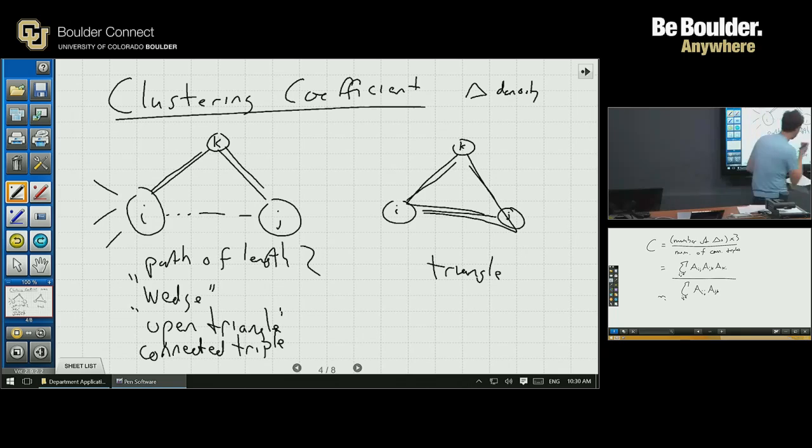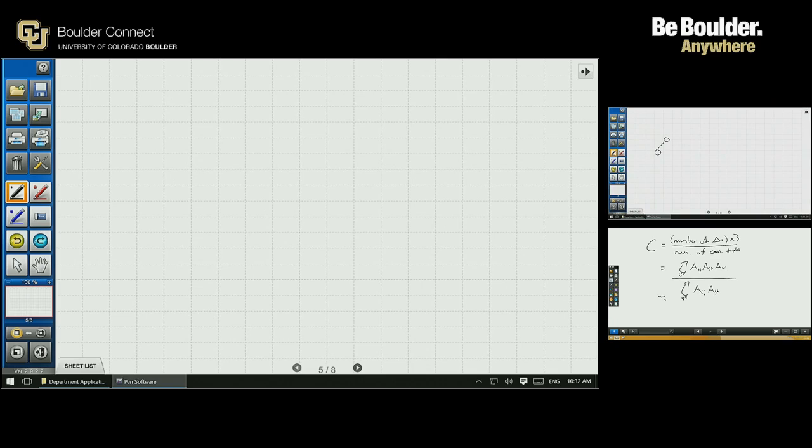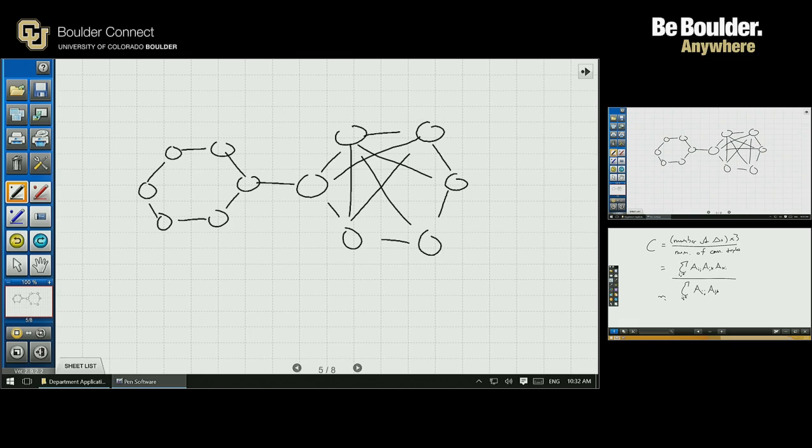Okay. So let's illustrate how to compute the clustering coefficient with an example graph. Okay, what's the clustering coefficient here? 0, good, because there are no triangles. Okay, let's make some triangles. Now what's the clustering coefficient?